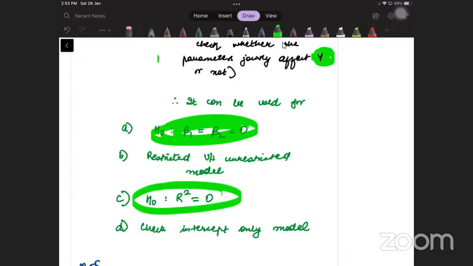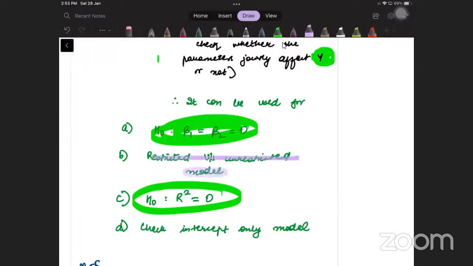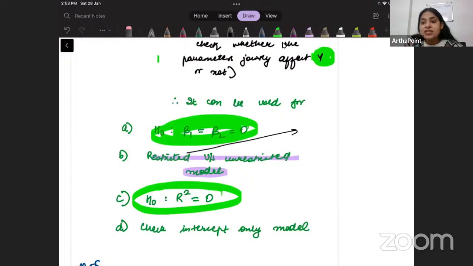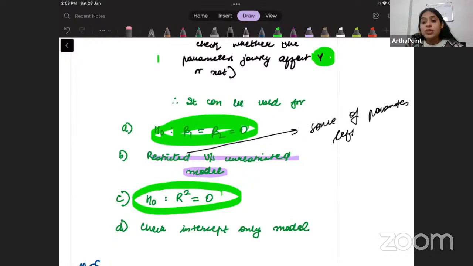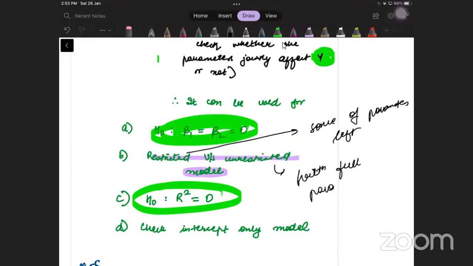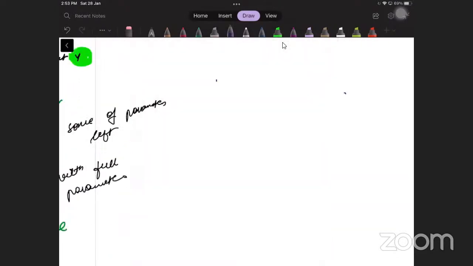And as I have showed you in our lectures, it is also used to test restricted versus unrestricted model. What is a restricted model? A restricted model is one where some of the parameters are left. And unrestricted is with full parameters. And I have given you formula for this also. So just read that. So we have seen that suppose I have a model which looks something like this. Null chodo. Suppose I have a model yi equal to beta 1 plus beta 2 x2i plus ui.